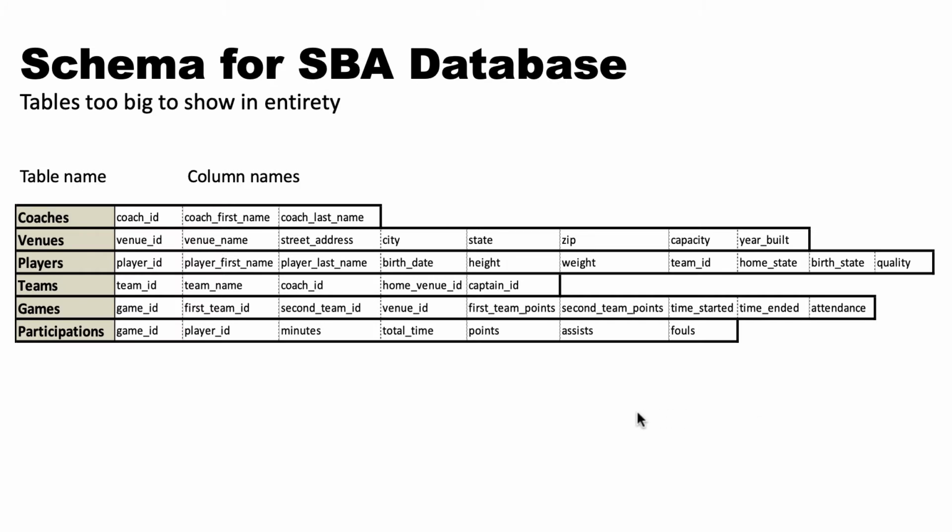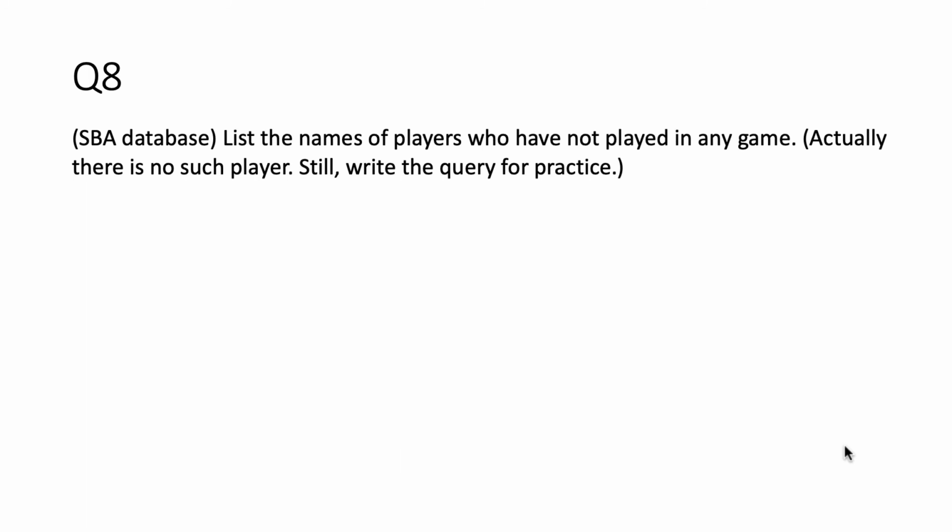Okay, the next set of questions are based on the SBA database, which is the basketball teams, players, etc. Here is the schema, and we'll be using this schema for this. Looking at question 8, it says: list the names of players who have not played in any game. This is again tricky.